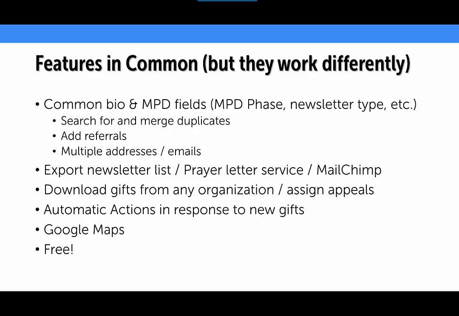Being able to export your newsletter list to a prayer letter service or MailChimp, they both do that. They both can download gifts from any organization. It's the same download protocol for both of them, and they can both assign appeals to those gifts. They both have automatic actions in response to new gifts. They both have Google Maps features, and they're both free, which is a great thing for missionaries, of course.